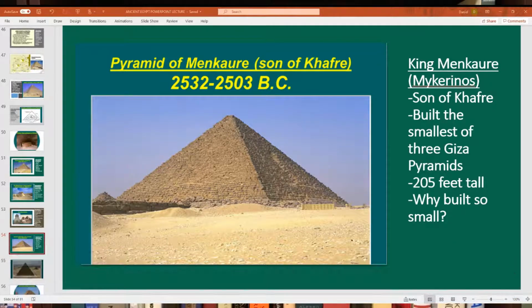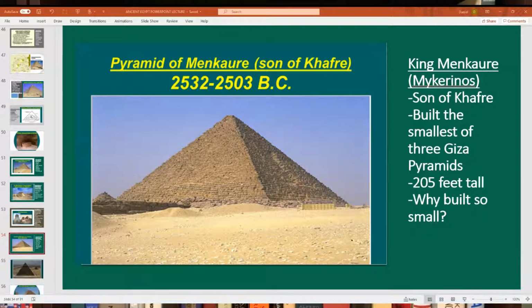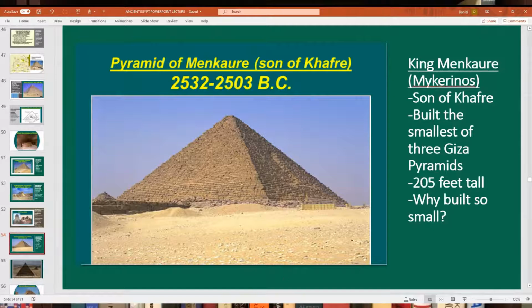This pyramid's kind of small. It's the 3rd tallest of the Giza pyramids originally. They think originally it was about 215 feet tall. I think it's now about 205 now, they think, around. And they think each side is about 339 feet. So what's the deal with that? If you look at that picture and you compare that one with the other pyramid of Khafre, you can see that obviously, his pyramid is much smaller compared to the other pyramids.